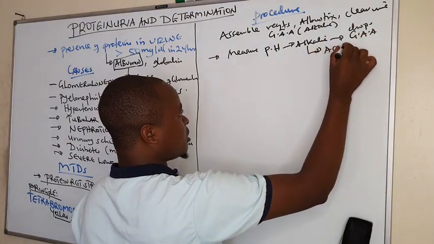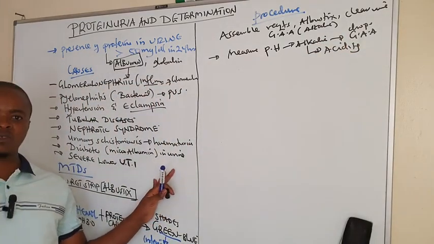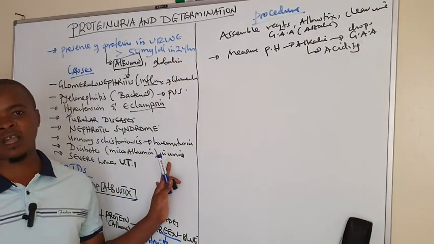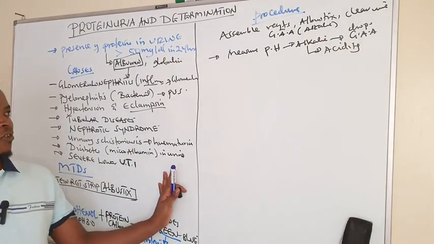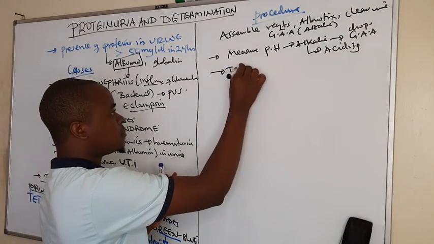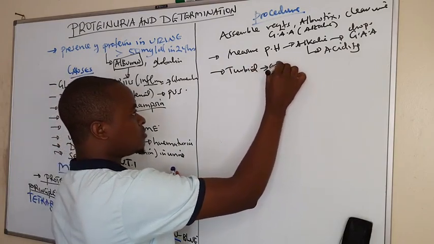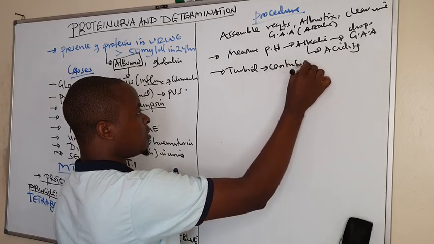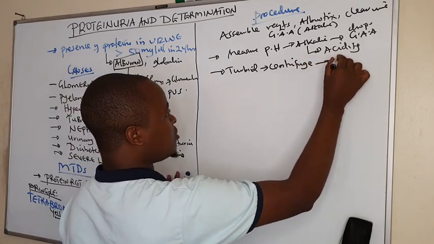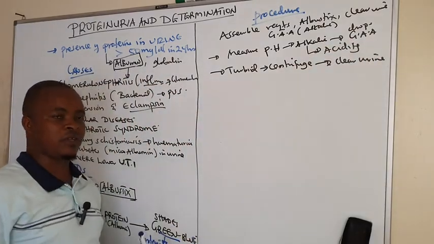Here we are trying to acidify the urine because one of the sources of error is using alkaline urine. So we acidify, and in case the urine is turbid, we centrifuge or filter to obtain clear urine. So the urine you're going to use must be clear.